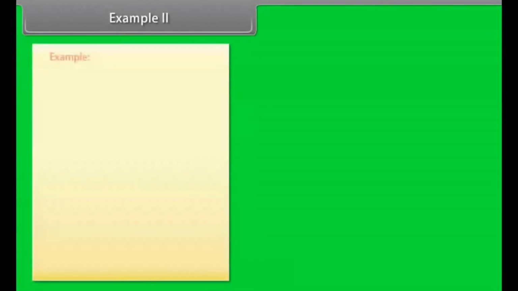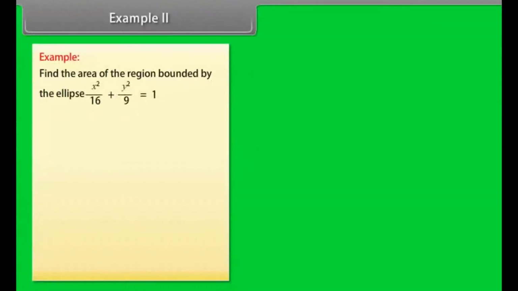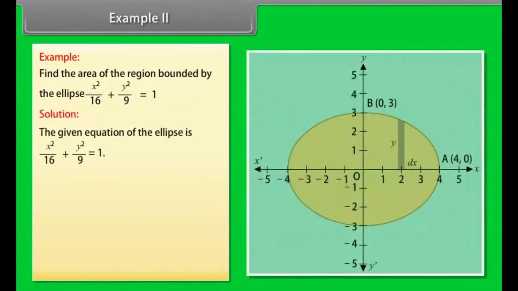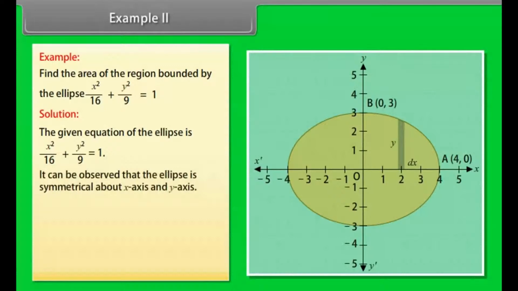Example second. Find the area of the region bound by the ellipse x²/16 + y²/9 = 1. Solution. The given equation of the ellipse is x²/16 + y²/9 = 1. It can be observed that the ellipse is symmetrical about the x-axis and y-axis.